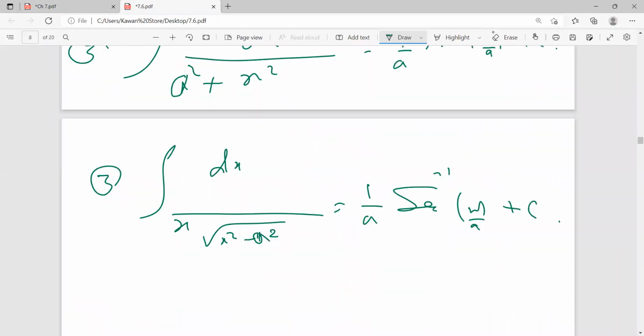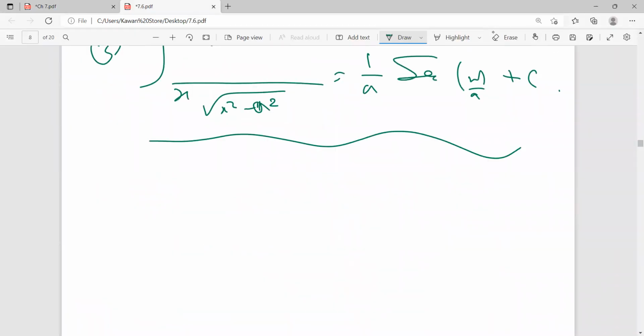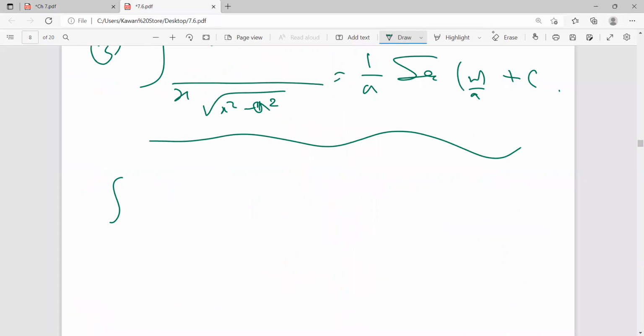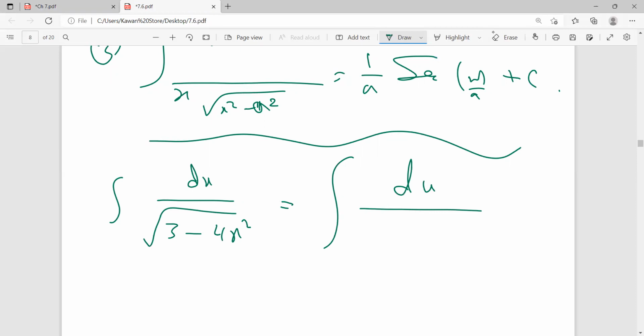How about B? Part B. What's going on? We have what? Integral of 3 minus 4x squared. So tell me, a is equal to what? You should change it to this formula in your mind: du over square root of a squared minus u squared. Understood? This formula is equal to what?